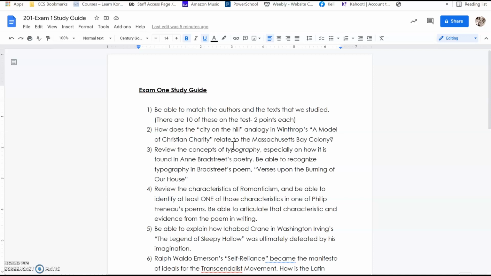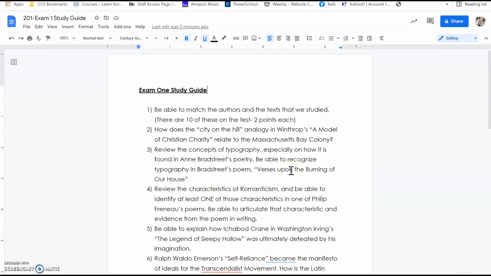Remember that typography is the use of the biblical text, the Bible, and the Puritan religion, to relate it to events that are happening. So would you be able to recognize one that does not belong in that list of typography in Verses Upon the Burning of Our House? Okay, so 2 of those multiple choice.